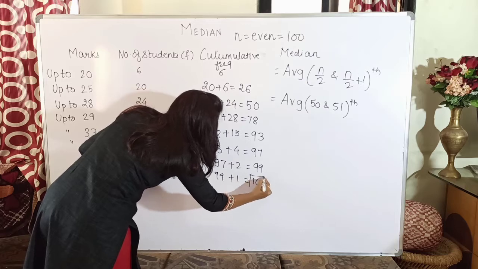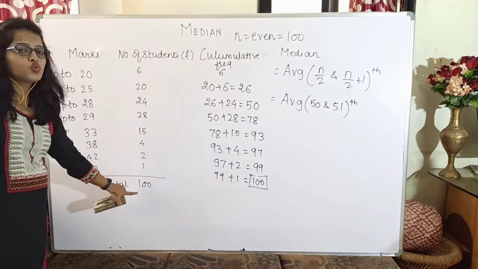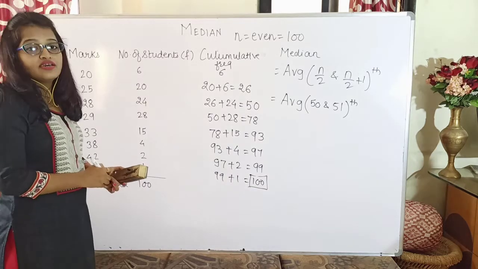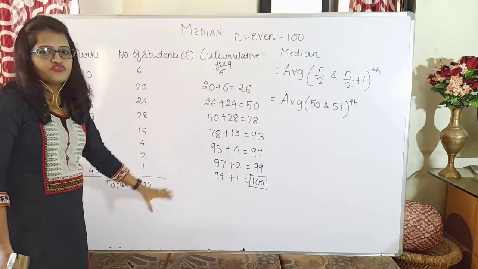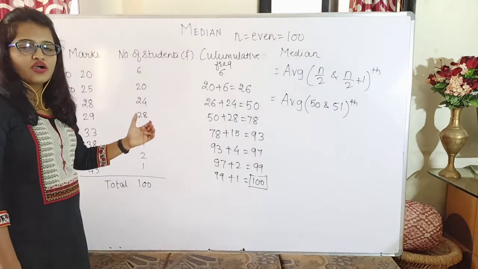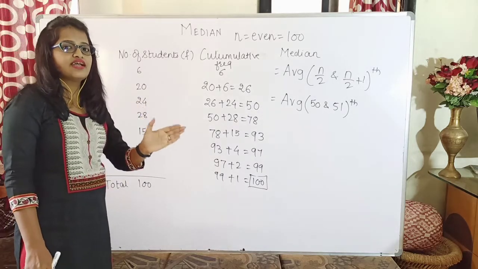So whatever value you are getting here, it should be the total frequency. If they are same, then only you can say that you have got the right values in the cumulative frequency column. Okay, so what we have done, we have just found out the number of observations till that value.